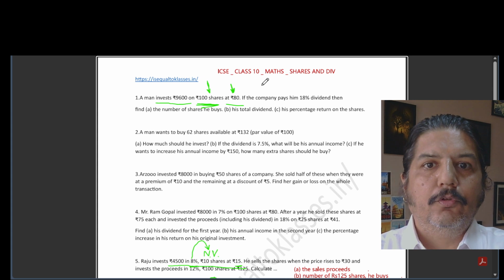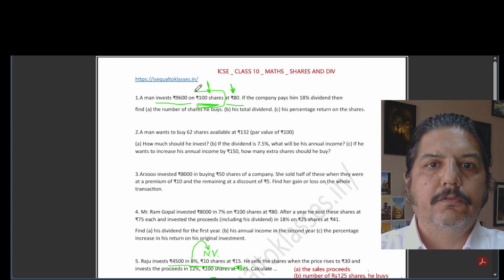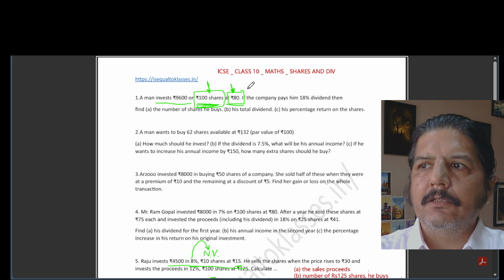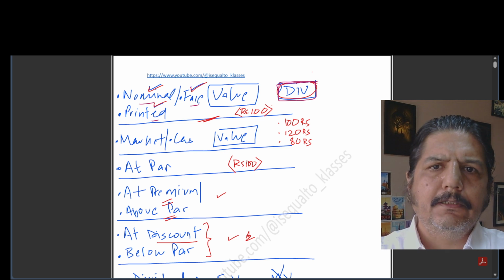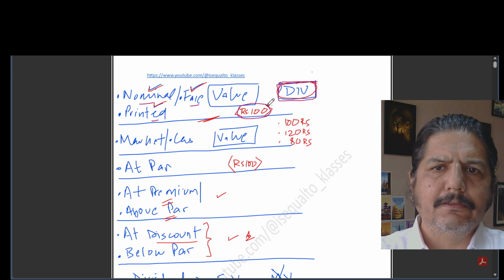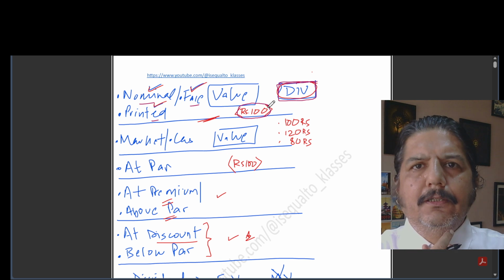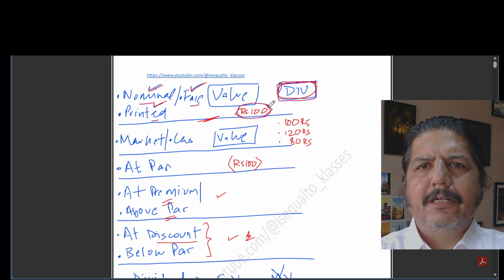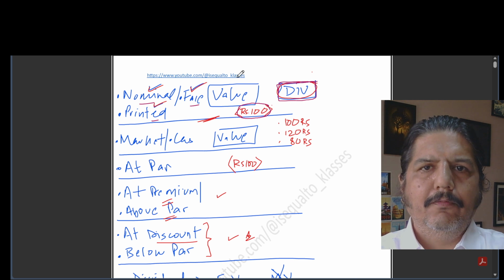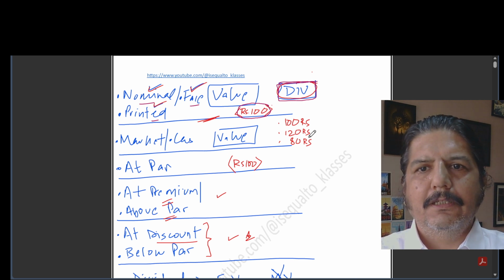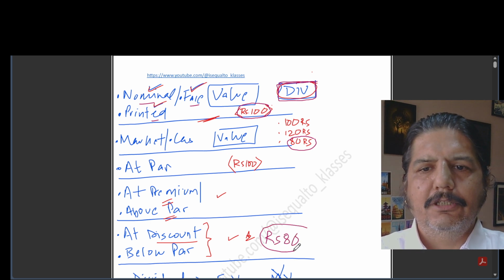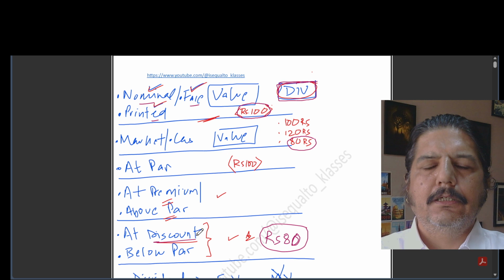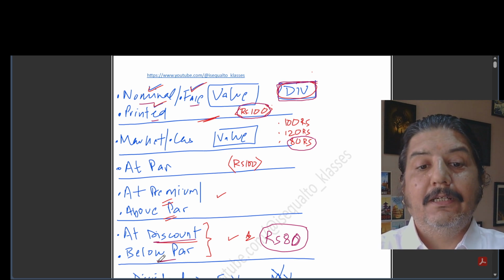Now I think you would have understood the meaning of this rupees 100 shares. What is the meaning of rupees 80? Rupees 80 is the market value of the share. This is the price at which the share is being bought and sold in the market. Let us say that the nominal value of the share was rupees 100. Now the company is not doing very well or the sentiment is weak in the market, so the price will come down. In this case, the price is rupees 80, so we'll say that the share is available at a discount, or that it is available below par.